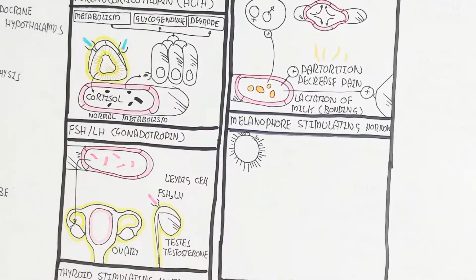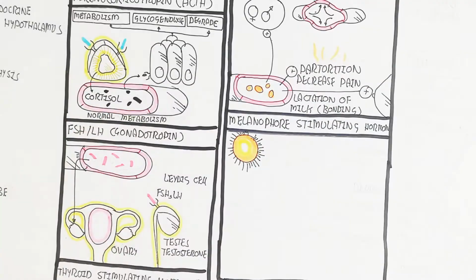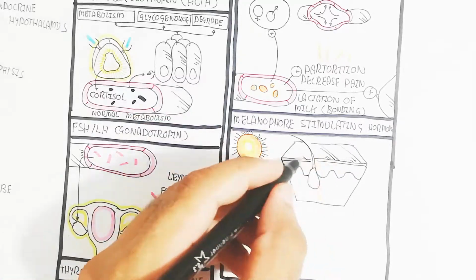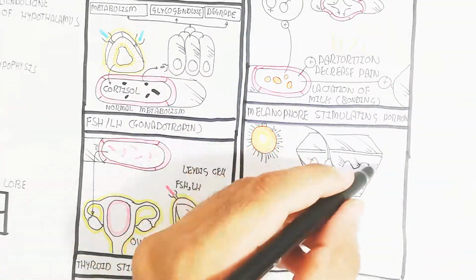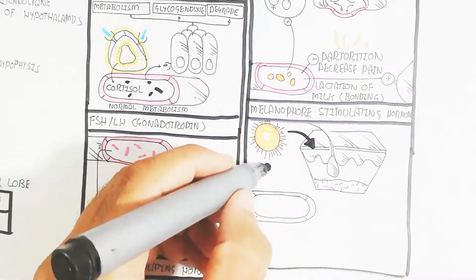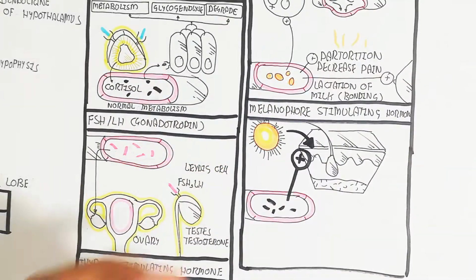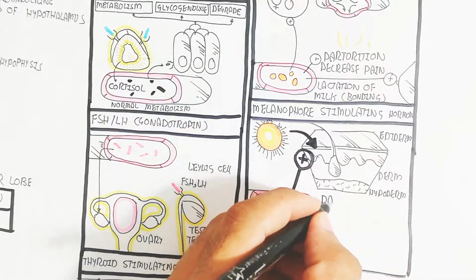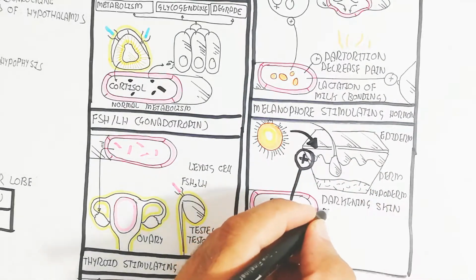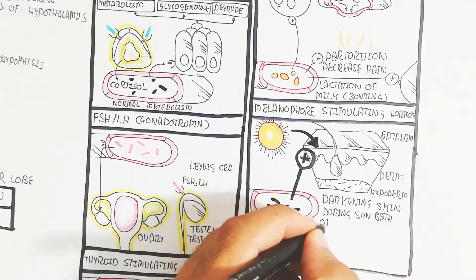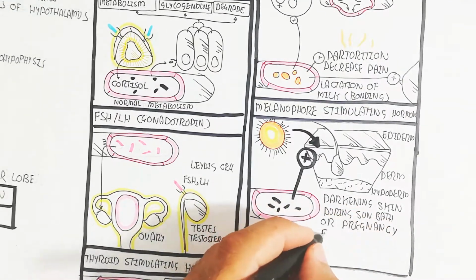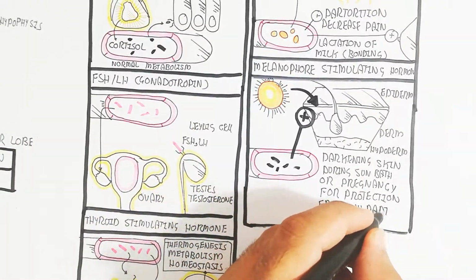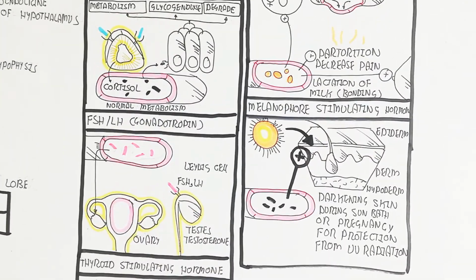On the other hand, the melanophore stimulating hormone is the characteristic hormone of the median lobe, produced and released into the blood circulation due to the stimulus from the higher brain cortex, due to sunbath or exposure to light. Here is the skin, which contains epidermis, dermis, and hypodermis. It will target the melanocytes present in the dermis and epidermis, and the dead cells will be filled with melanin after stimulation by the melanophore stimulating hormone. The darkening of skin during sunbath or pregnancy, for protection from UV radiation, is very important to understand.